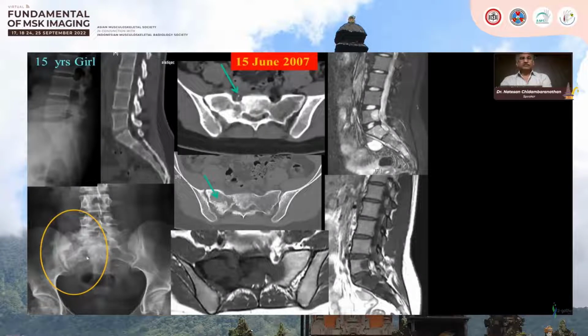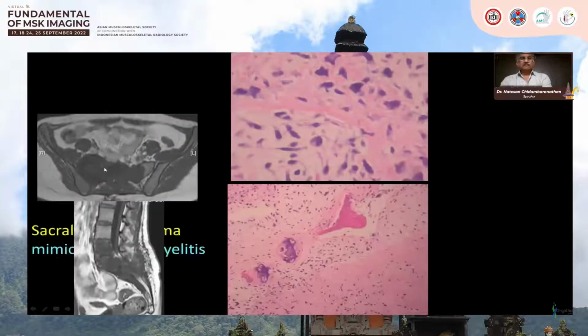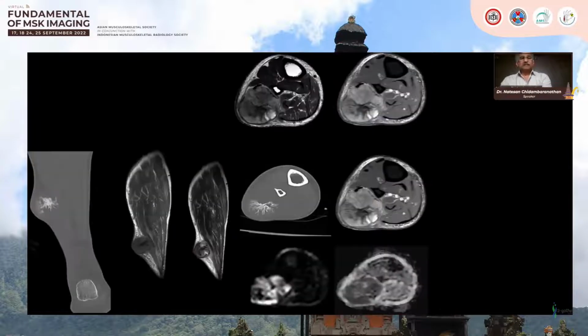This is a 15-year-old girl with low back pain. CT and MR were done. CT showed lytic areas with a large soft tissue component with low signal intensity areas. We thought it could be osteoblastoma or osteomyelitis, but after 3 months the soft tissue component was more enhancing and more enlarged, and the biopsy turned out to be a sacral osteosarcoma. Initially we thought it was osteomyelitis or osteoblastoma. So some benign lesions can mimic osteosarcoma, and osteosarcoma sometimes mimics benign lesions.